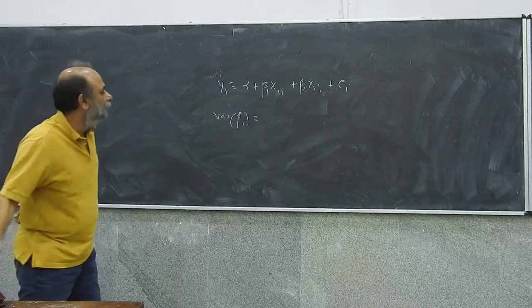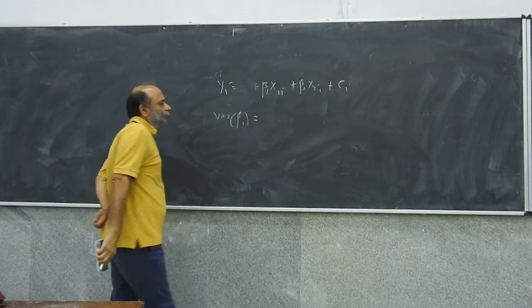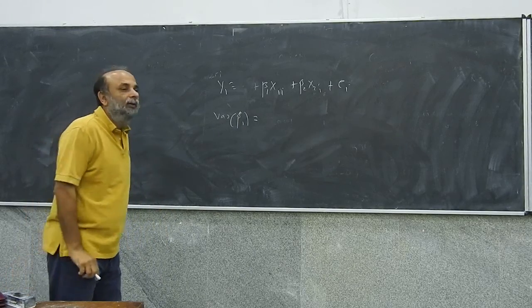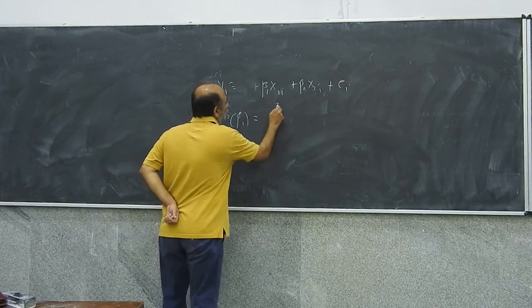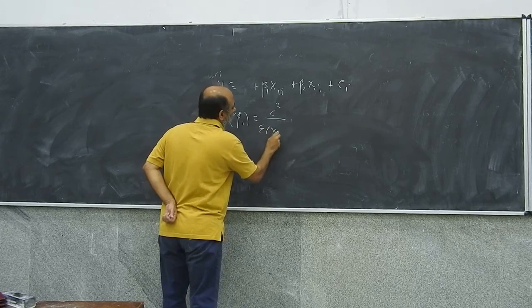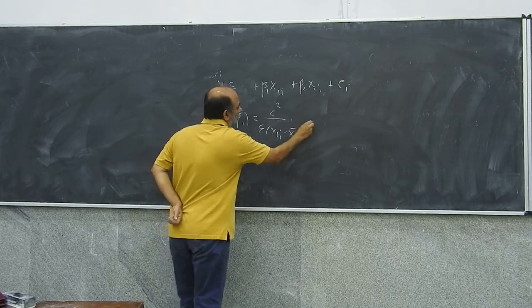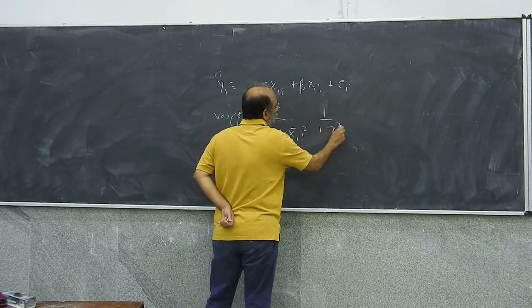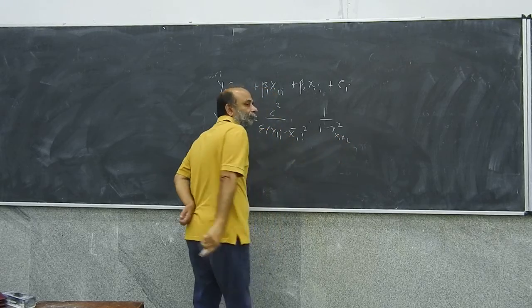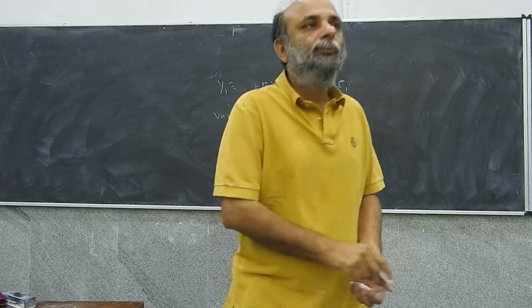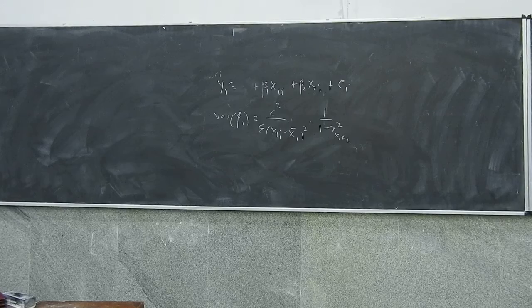So let's start with a simple model. Maybe there is no alpha. Let's start with this. We know that variance of beta 1 hat, we know that you can derive this expression. We did that, no? We did that when we did x1 and x2, right?